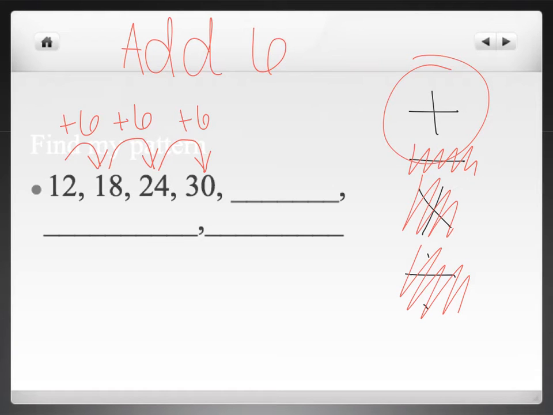let's find the next 3 numbers in this pattern. So I'm going to jump from 30 to the next number. 30 plus 6 is 36. Then I'll jump from 36 to the next number. 36 plus 6 gives us 42. And then 42, add 6 to get to the next number, it gives us 48.